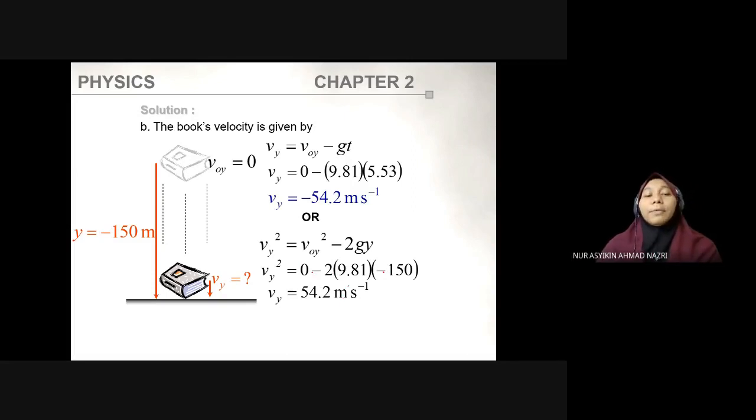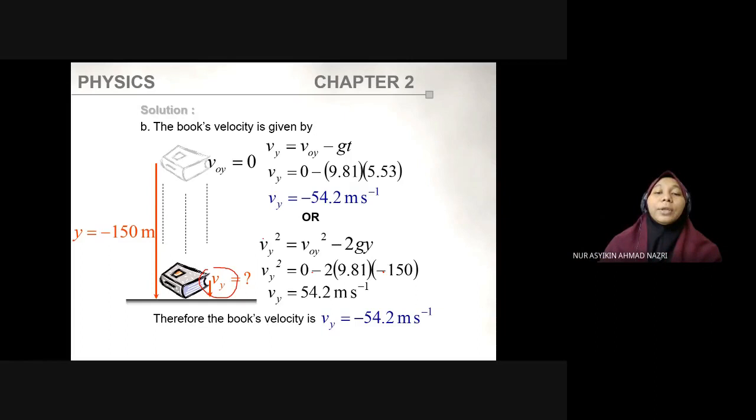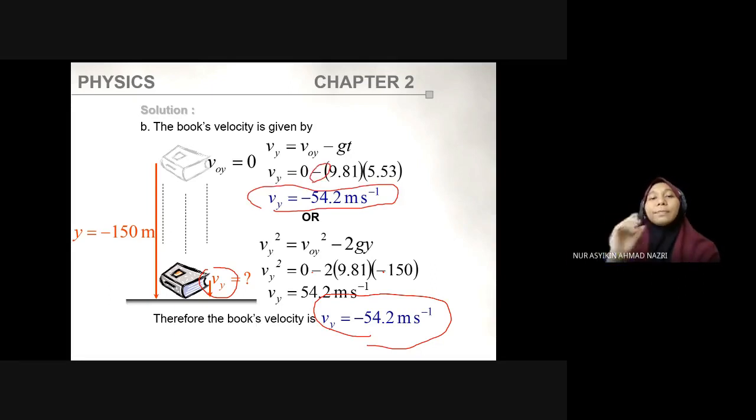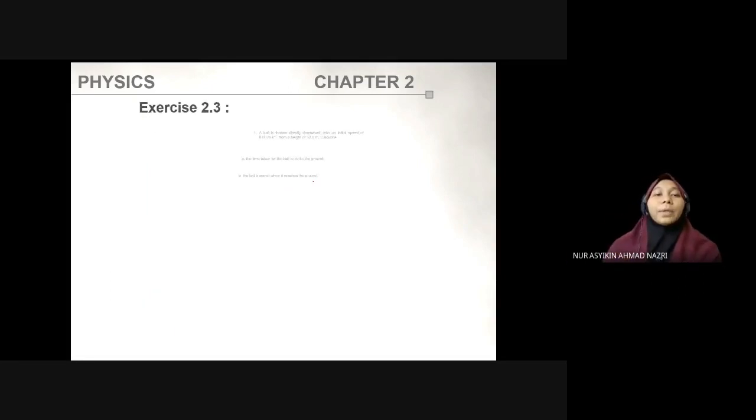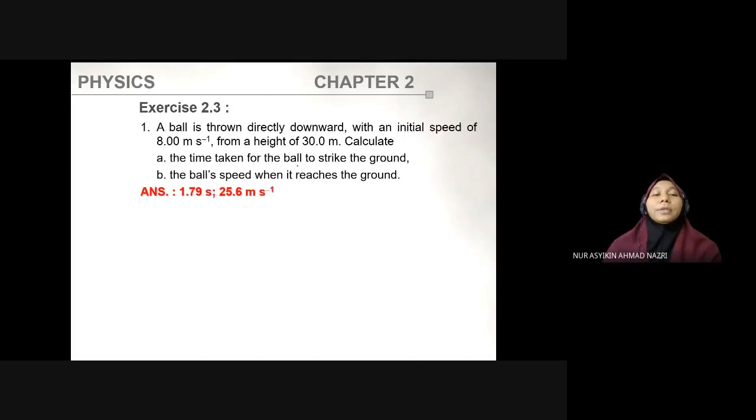Tapi Vy nampak tak dia arah ke mana sebab kita kan dah agree tadi everything yang going up positif, yang going down semua kita ambil sebagai negatif. So yang ni, untuk yang ni awak akan kena bubuh negatif sendiri. But if you use this one, automatically you have the negative sign here. Okay? Alright. Okay, so it's up to you lah.